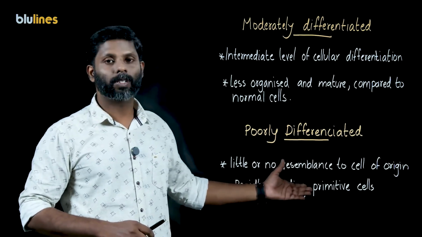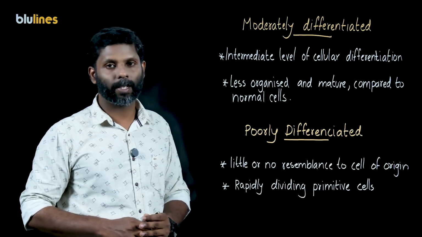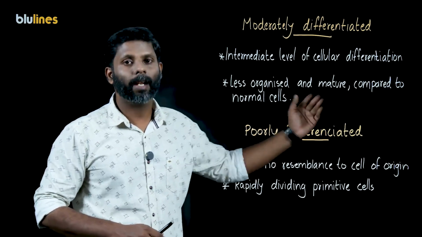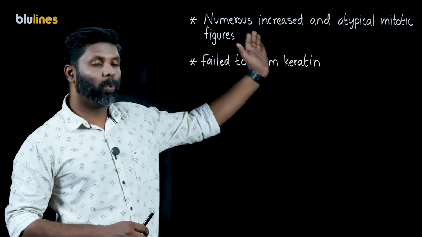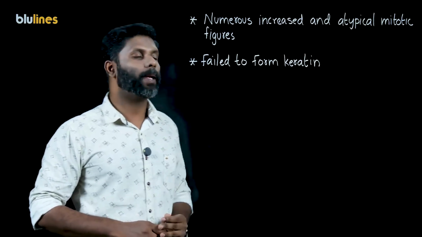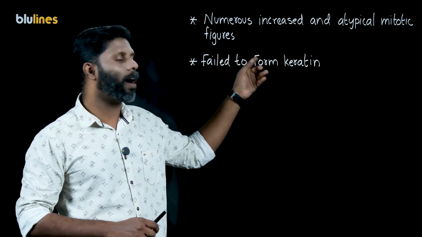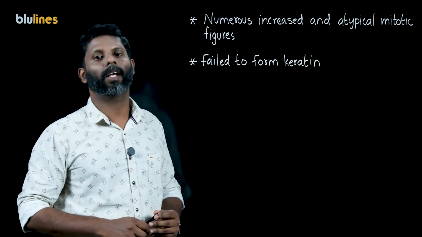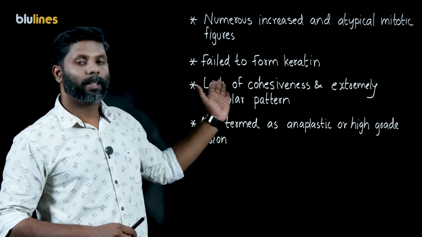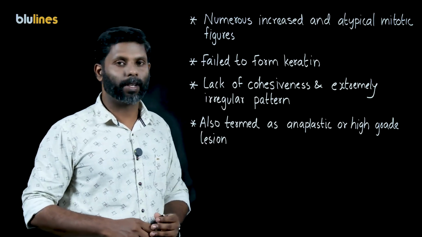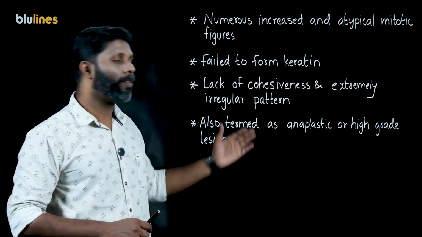And they are usually seen as rapidly dividing primitive cells. There will be no differentiation. That is why the name poorly differentiated. And there will be numerous increased and atypical mitotic figures and failure to form keratin. That is, the function is not fulfilled. That is why there is no differentiation. And the cells have lack of cohesiveness and an extremely irregular pattern of infiltration.